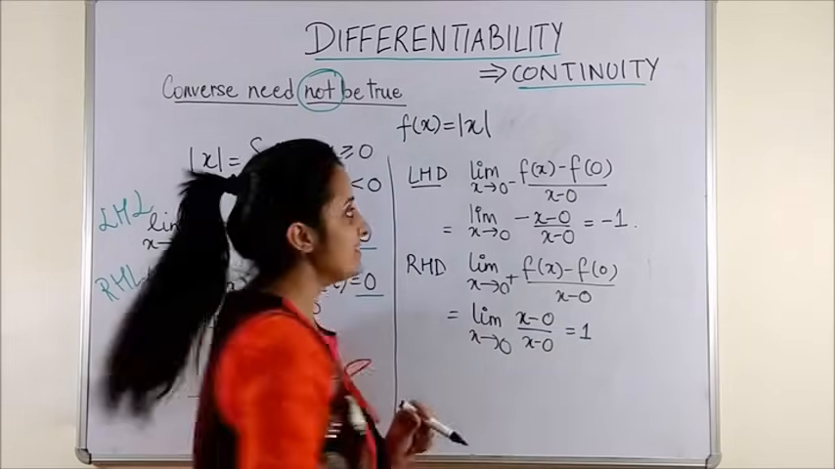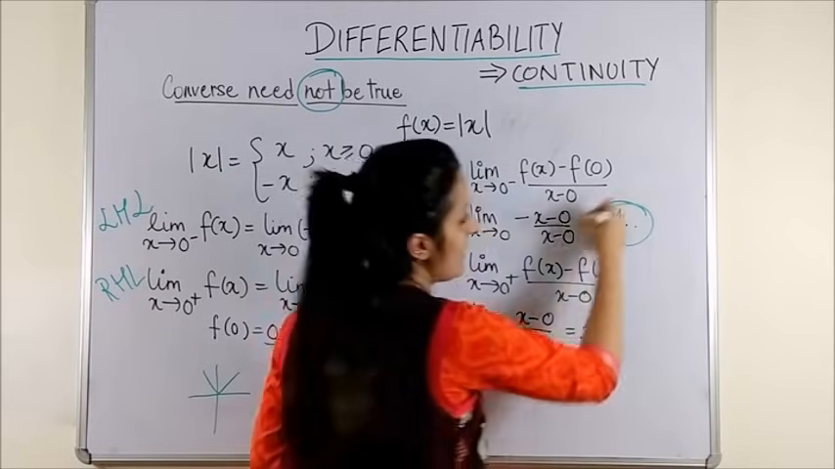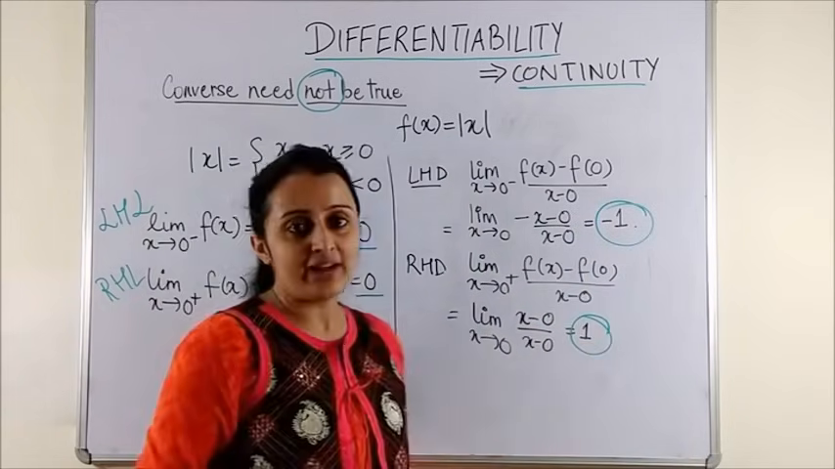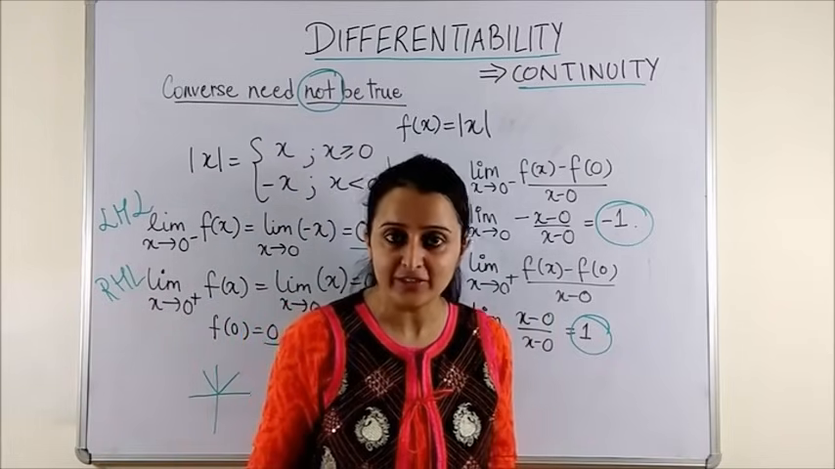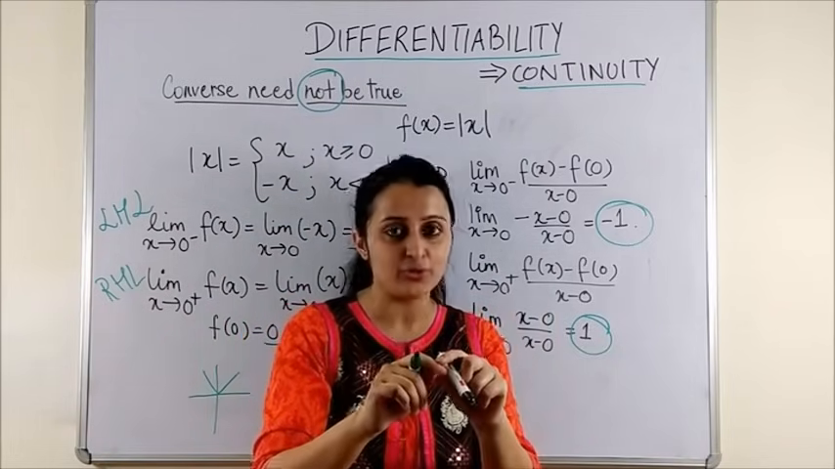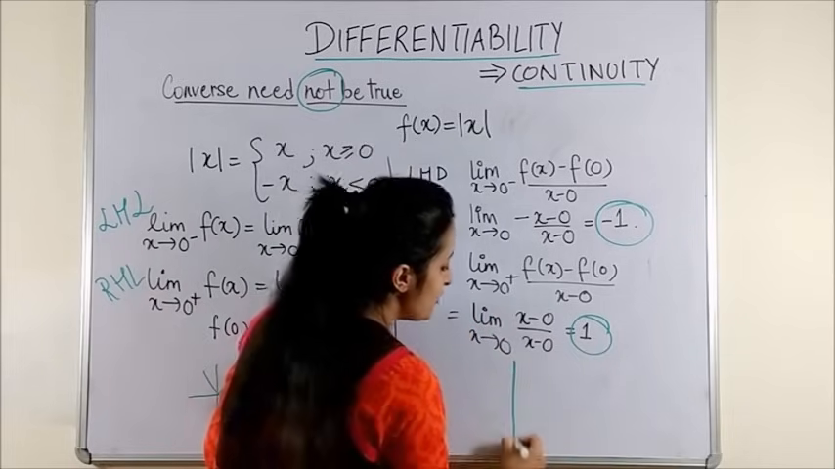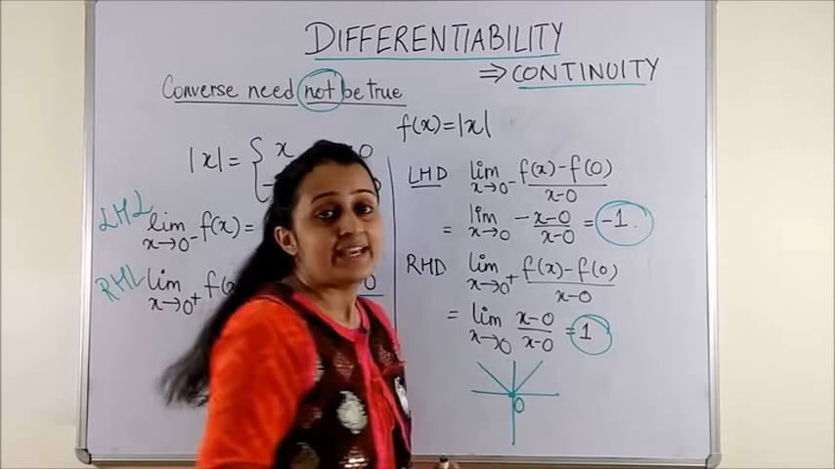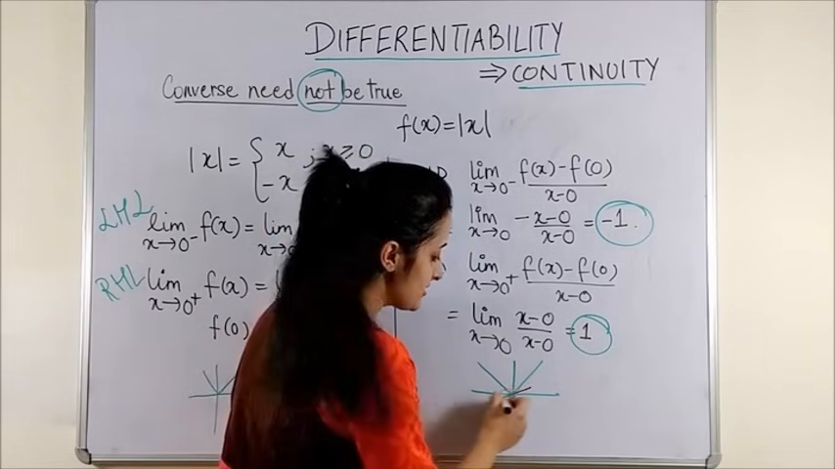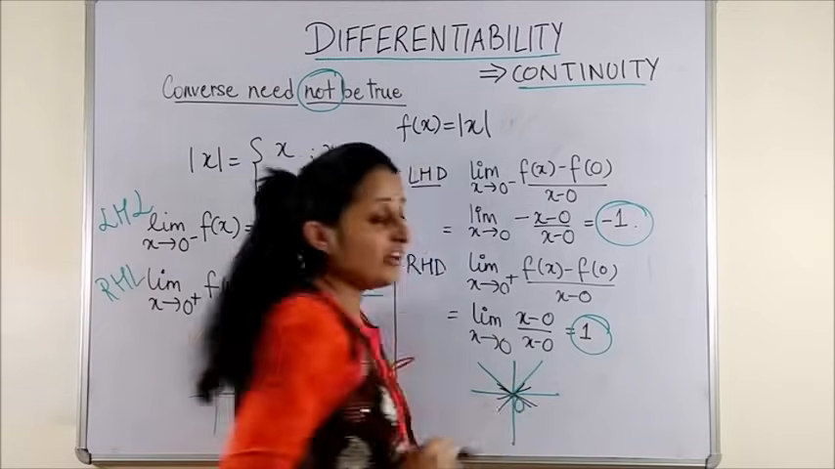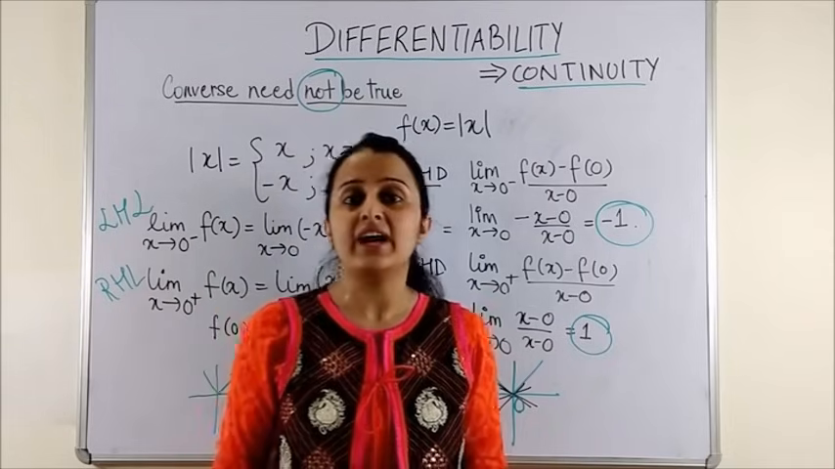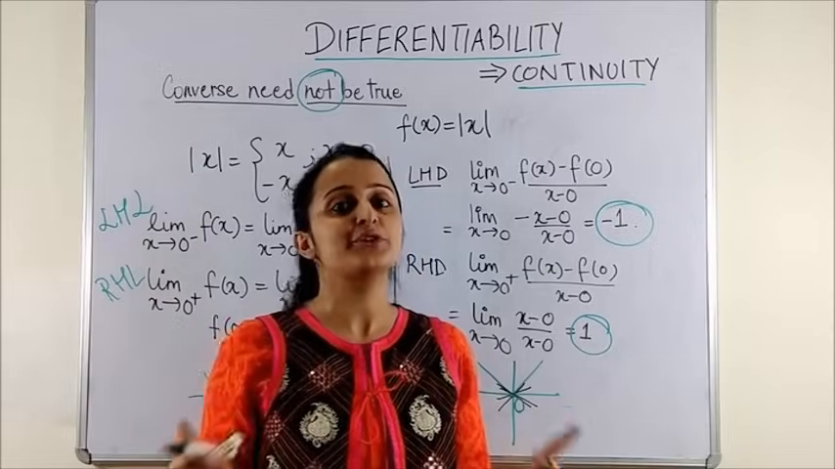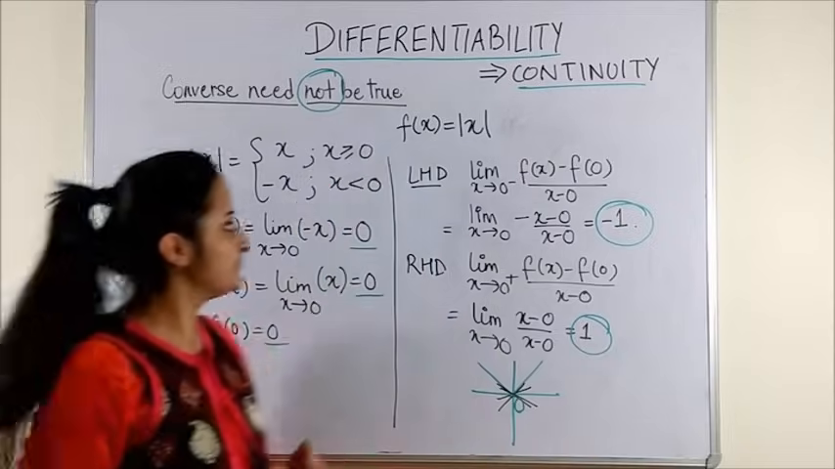As you can clearly see, your LHD is giving you minus 1 as the answer and RHD is plus 1. So that means the function is not differentiable at the point 0. Also, please note, geometrically mod of x at 0 can get multiple tangents. Whereas we had just discussed that for a function to be differentiable at a certain point, it should have a unique tangent.